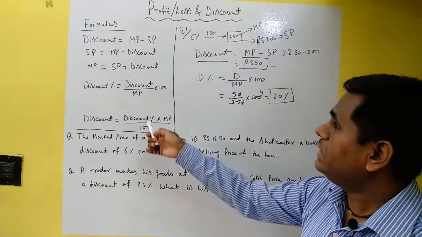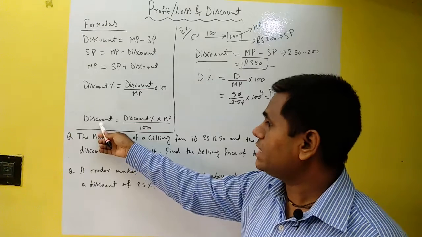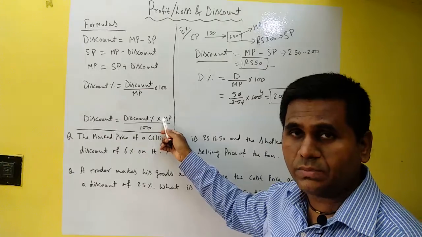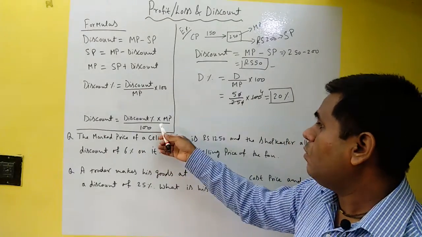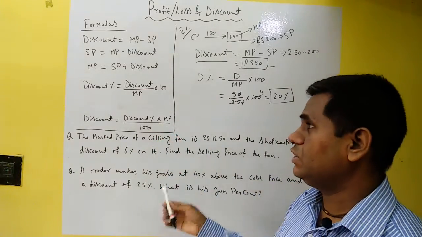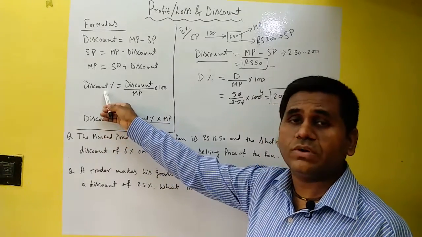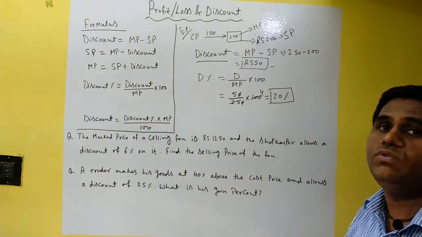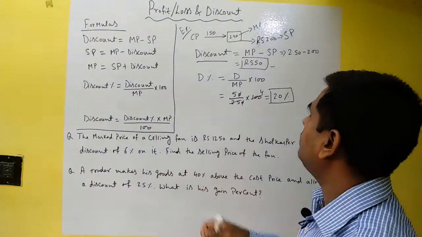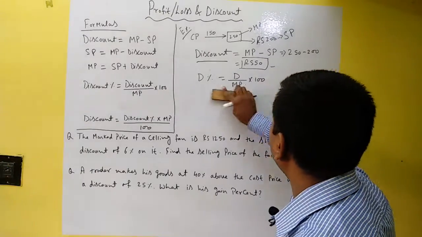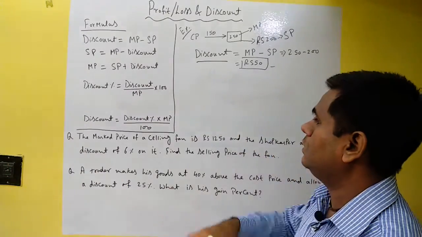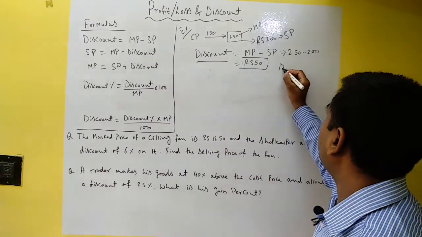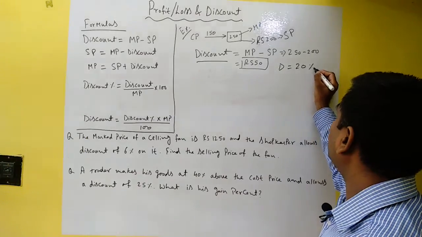Now let us see the last formula. In this last formula, discount is equal to discount percent multiplied with marked price upon 100. When to use this formula? Suppose in the problem, discount percentage is given, marked price is also given, and you have to find the discount in rupees. Then we will use this formula. Let's use this formula on this example itself.